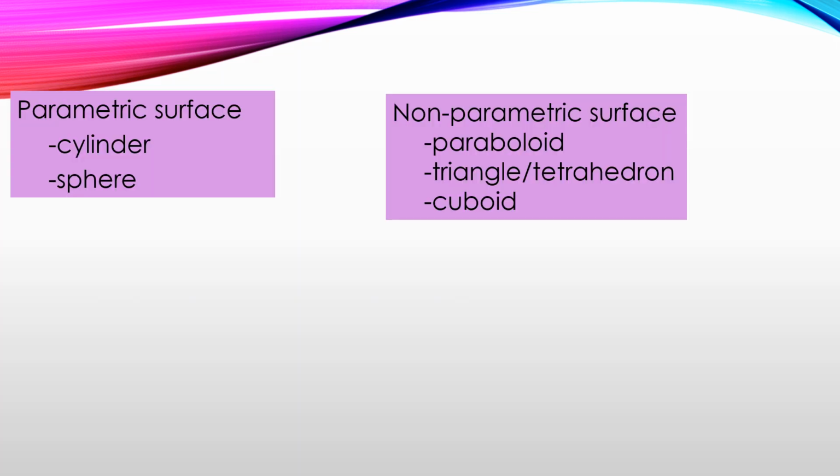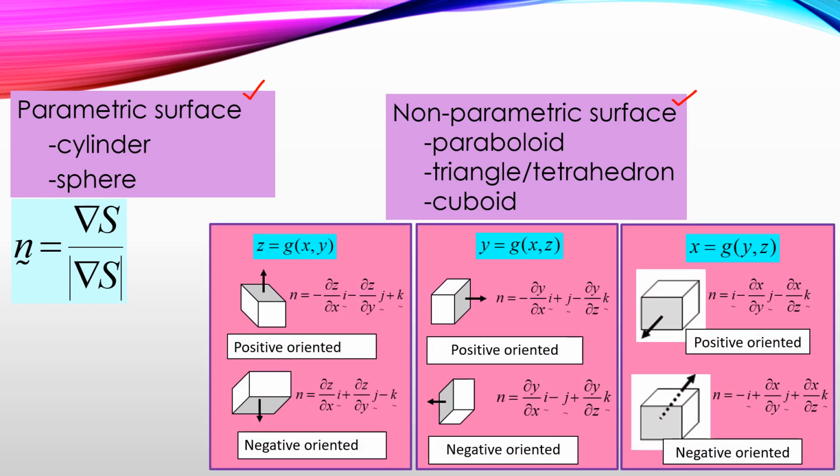Basically, in our syllabus, we cover two kinds of surface, which are parametric surface and non-parametric surface. For parametric surface, we have cylinder and sphere. While for non-parametric surface, we have paraboloid, triangle or tetrahedron, and also cuboid. The difference between these two surfaces is just in how you apply the normal vector. For parametric surface, the normal vector you're going to use is this formula, gradient S over magnitude of gradient S. While for non-parametric surface, you will base on this table.